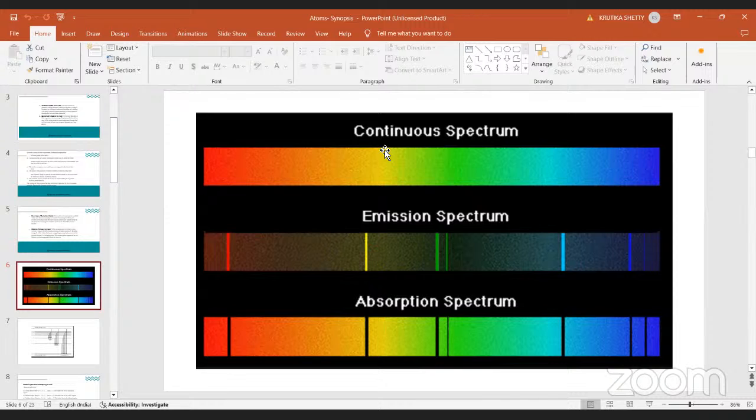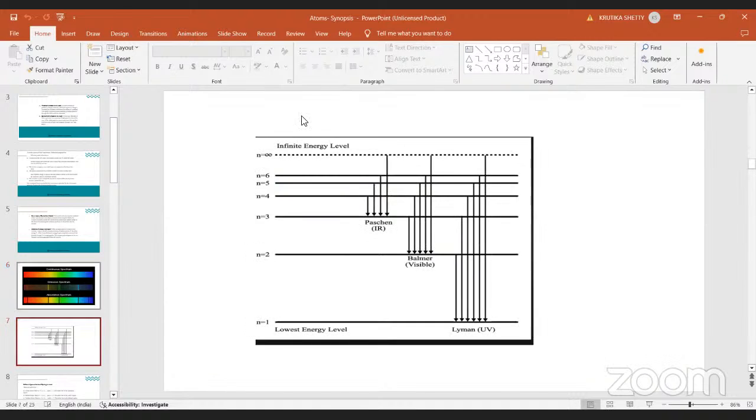In the emission spectrum, you can observe both bright and dark lines in the background. But when you come to the absorption spectrum, only the dark lines are visible. Here you can see the diagram and understand the difference between the emission spectrum and the absorption spectrum. This we have covered yesterday.